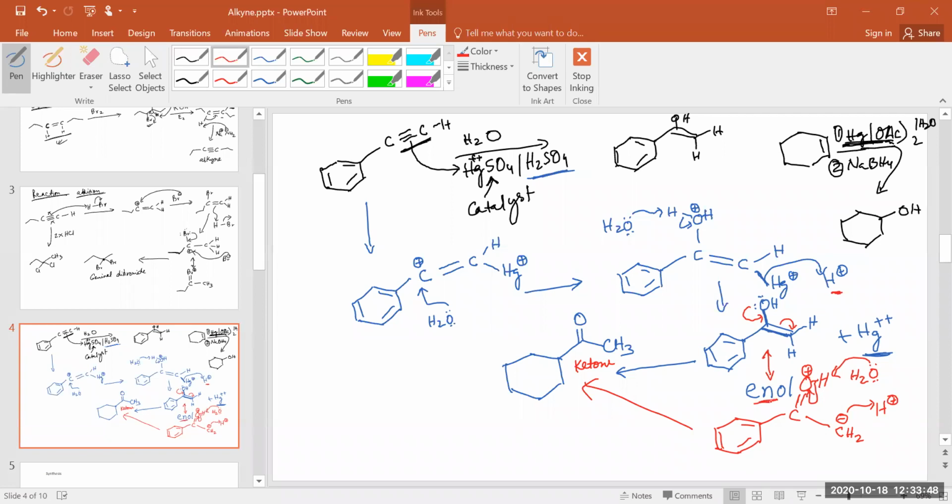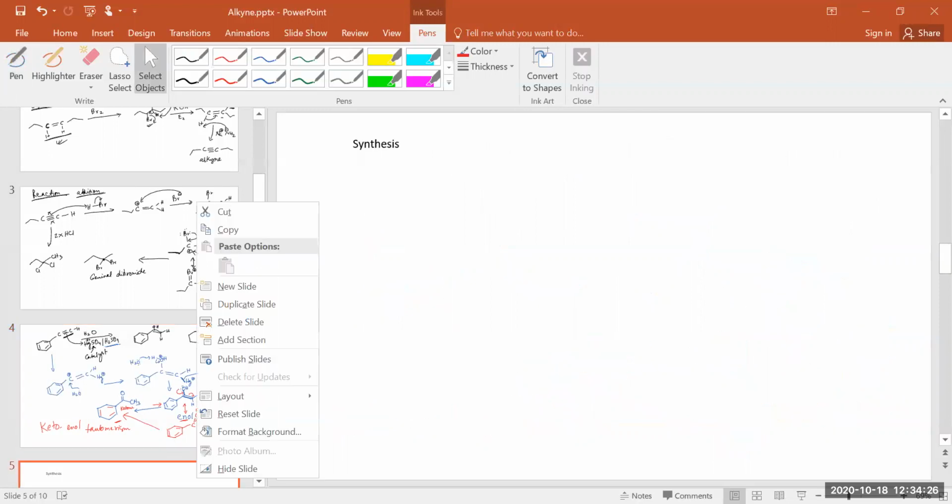So enol automatically changes to ketone, and this is called keto-enol tautomerism. And this tautomerism is a reversible reaction, but in most cases it exists as the ketone form, and a little bit in the enol form. Okay, so this is the addition of water and keto-enol tautomerism.